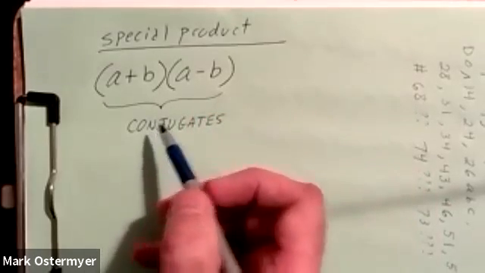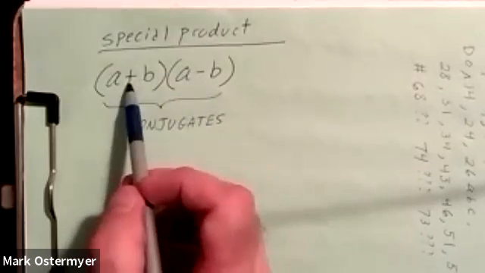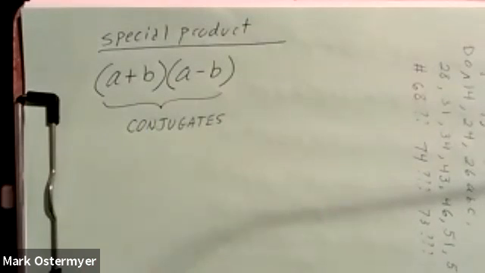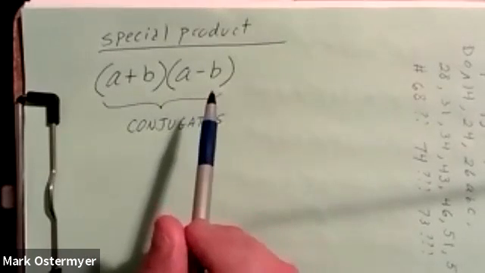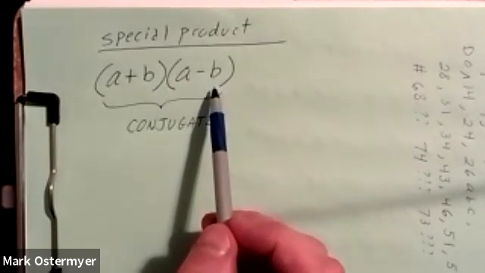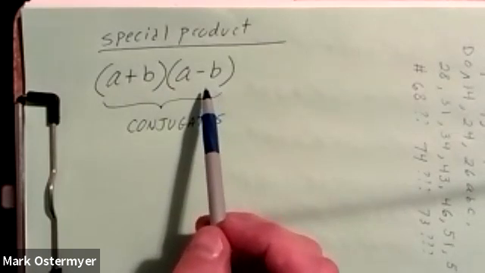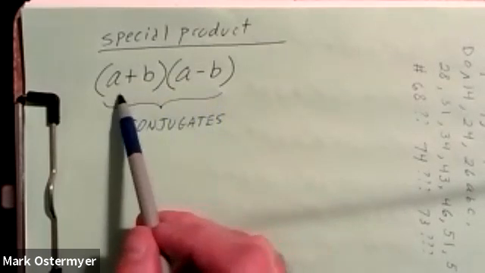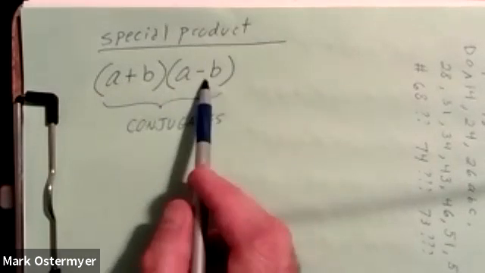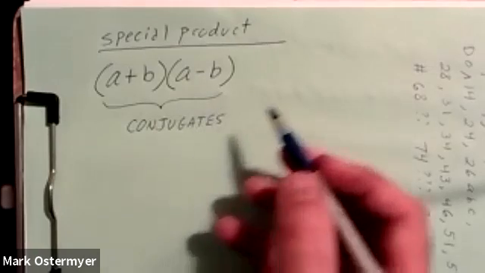Anytime you have two binomials that differ only by the signs in between the terms, they're called conjugate binomials. Conjugates become more important, as you will find out when you get into intermediate algebra, Math 120, and or college algebra, Math 130 down the road. These are called conjugates of each other. And ladies and gentlemen, let's work this out the long way here.